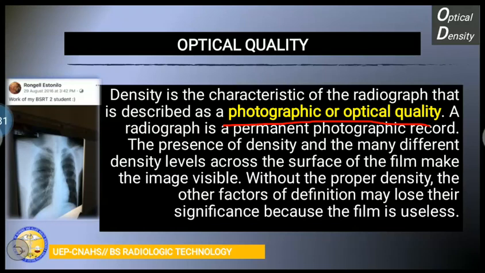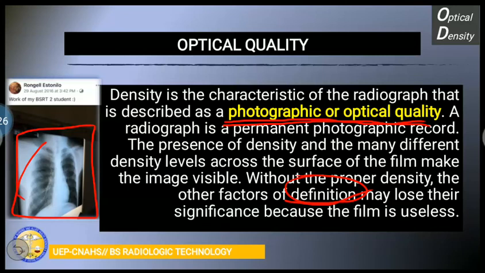Let's continue. A radiograph is a permanent photographic record. The presence of density and the many different density levels across the surface of the film make the image visible. Without the proper density, the other factors of definition may lose their significance because the film is useless. Density is important because it is a photographic or optical quality. Because of optical density, the doctor can really diagnose what is wrong with the patient, which is why the patient underwent radiography.